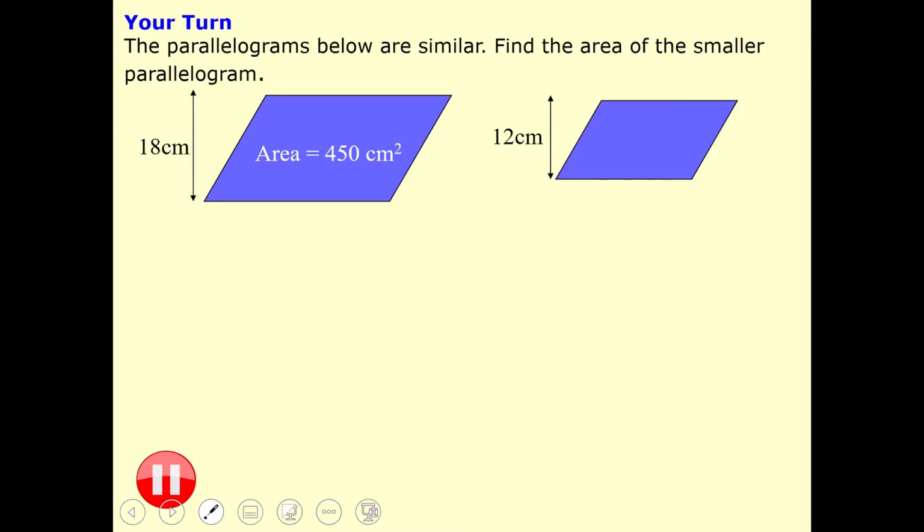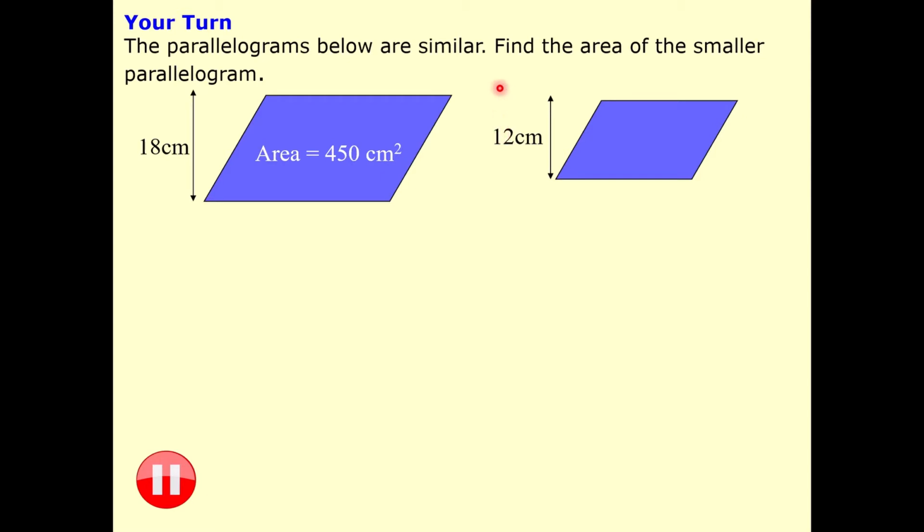So the parallelograms below are both similar. Can you please find the area of the smaller parallelogram? So first step, calculate your linear scale factor by comparing your 2 lengths. Find your area scale factor by squaring it, and then you can calculate the area of the smaller parallelogram. So pause the video here, when you unpause, we'll go over the answers. Okay, let's see what we have.